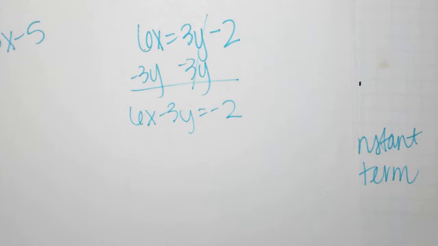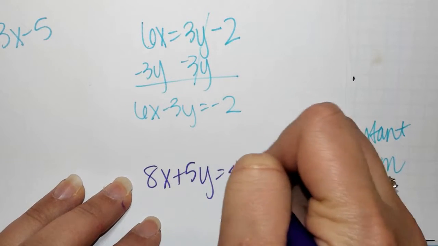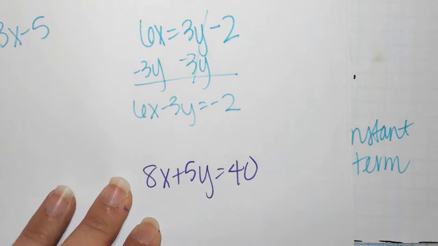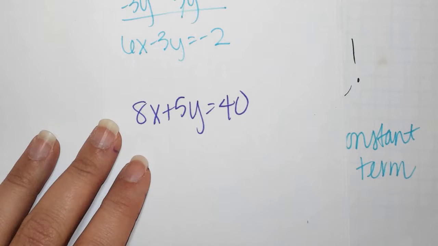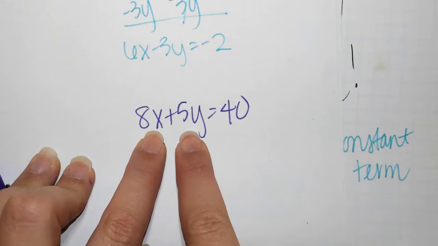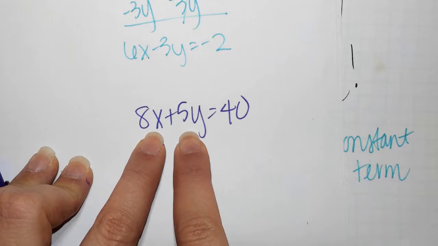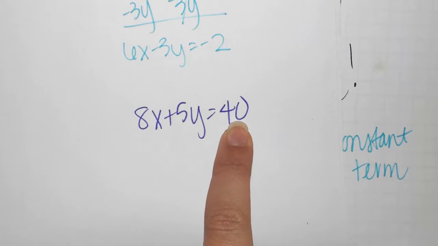What if I wrote this? Yes. Are we sure? Yes, alright. What are these called? Variable terms. What is this called? Constant term.